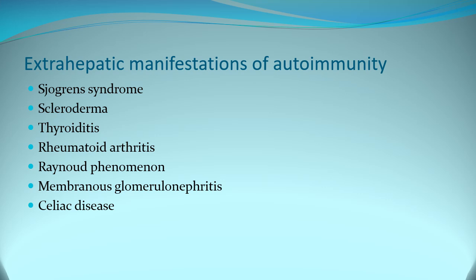As it is an autoimmune disease, other autoimmune conditions are also associated with it. What are they? The extrahepatic manifestations of autoimmunity are Sjogren's syndrome, scleroderma, thyroiditis, rheumatoid arthritis, Raynaud's phenomenon, membranous glomerulonephritis, celiac disease. These may be associated with primary biliary cirrhosis.